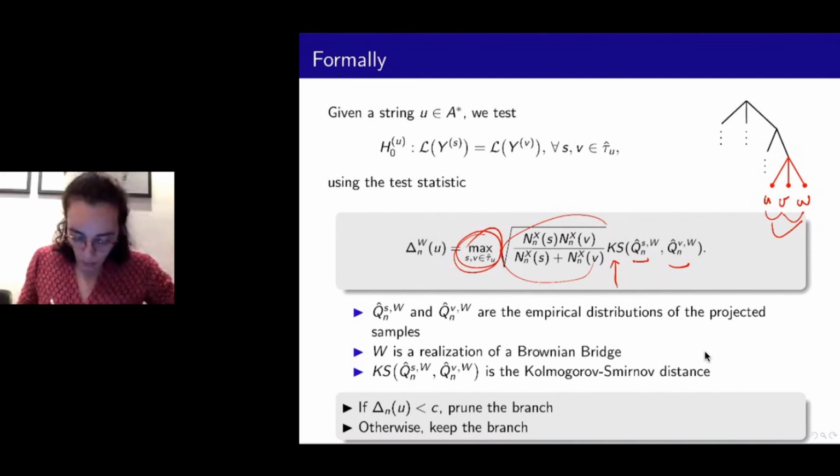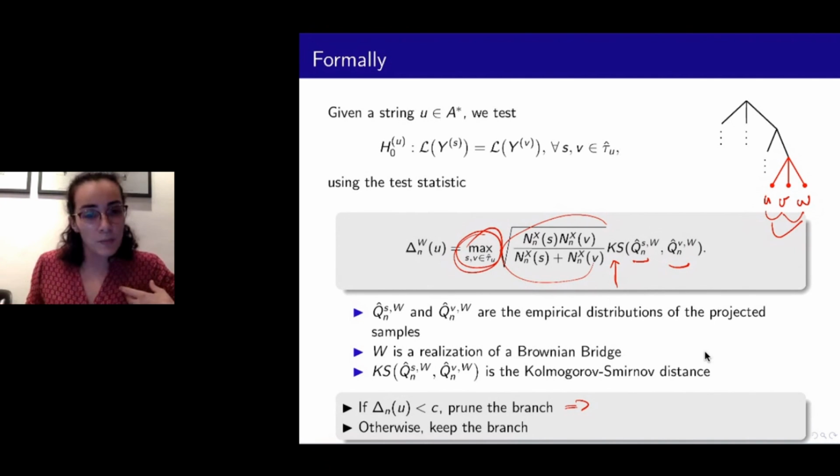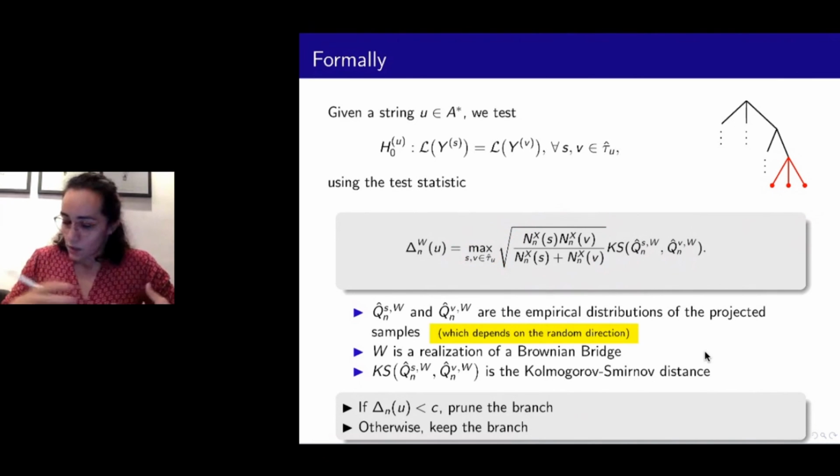If this maximum is smaller than a threshold C, then I will just say that all these three sets have the same law, and then I will prune. And if I have something which is bigger than C, so at least for one of these pairs there is a difference in law, so I will keep the branch, okay?